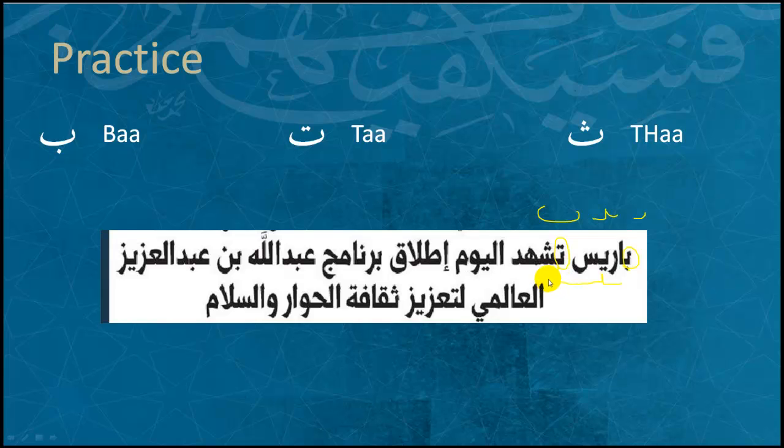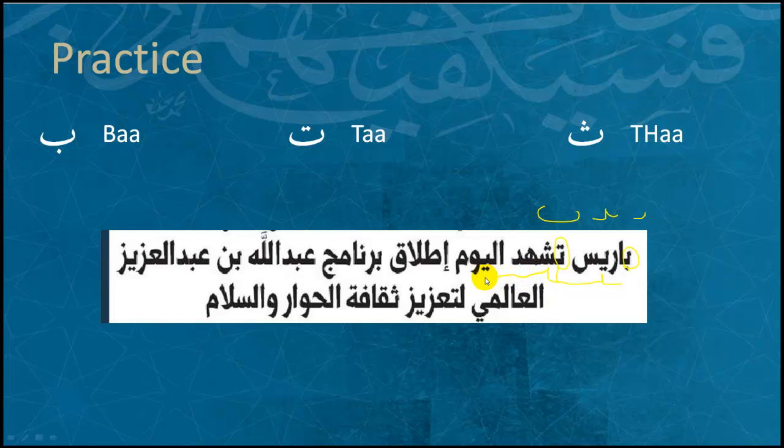Now we have another letter here. It has 3 dots on top, so it looks like a good candidate for tha. Oh, but the body doesn't match. The body has these little ridges or teeth. Okay, so that's not exactly the body we're looking for. So that is not a tha. Now let's move on.